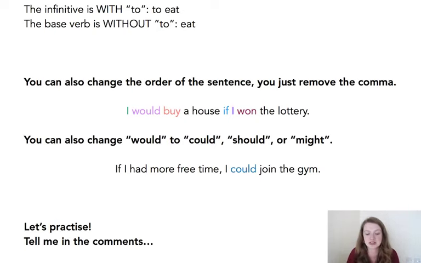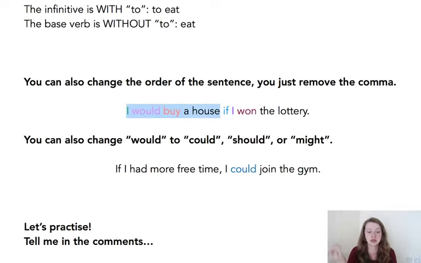The only difference is it's very small, but the only difference is that you're just moving the emphasis, okay, moving the stress. What's most important? In this case, I would buy a house is more important. But in this case, if I won the lottery is more important. But really, it's such a tiny difference.